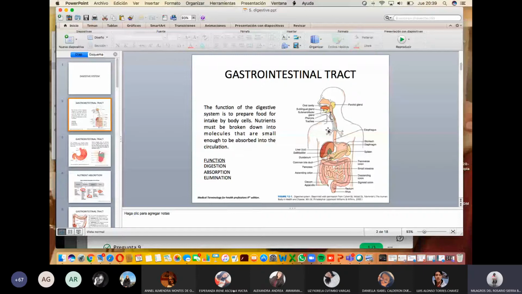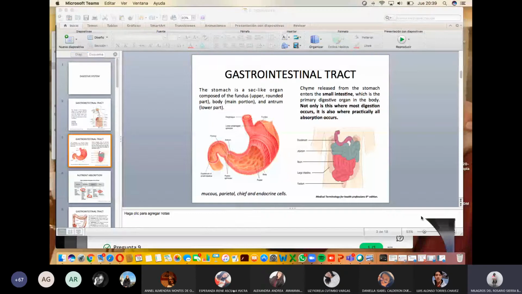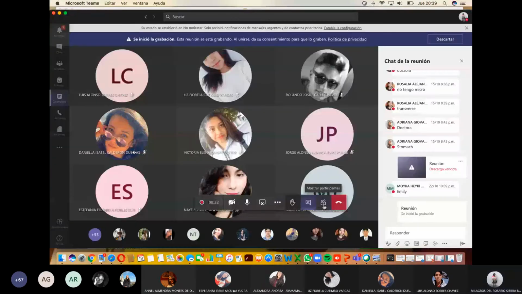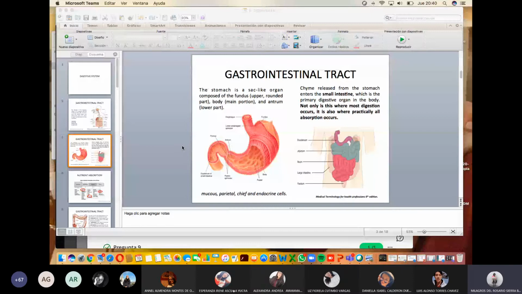it's a sac-like organ that has different parts and different cells that are involved in the digestion. For example, the parietal cells, chief cells. Do you guys know what they produce? Let's see. Alison, do you know what the parietal cells produce?